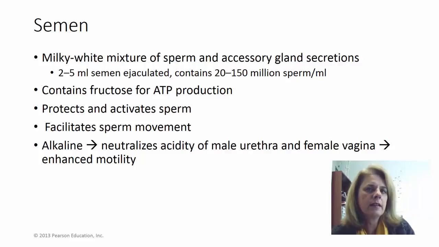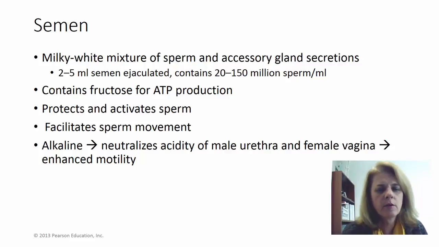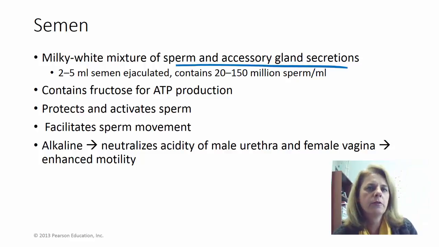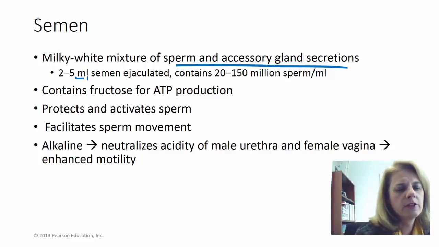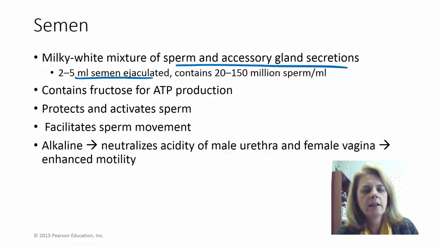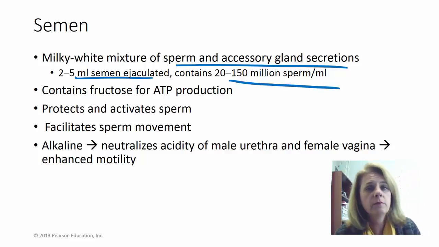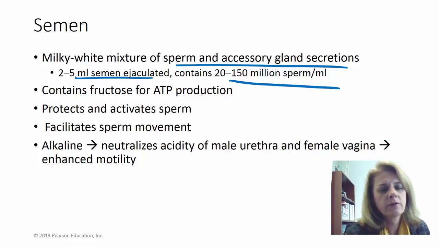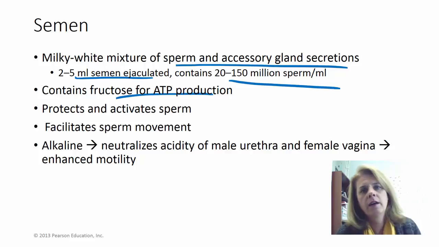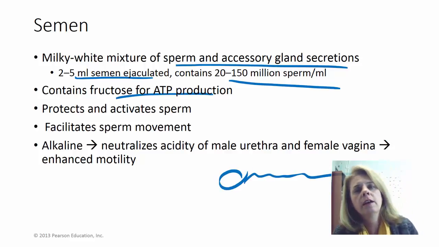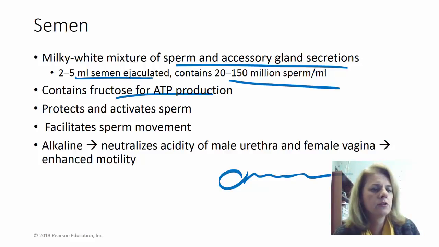All right, so what is semen? Okay, so semen is a mixture of sperm and all these accessory gland secretions. There's about 2 to 5 milliliters of semen ejaculated, and that's going to contain around 20 to 150 million sperm in a milliliter. So millions and millions and millions of these little swimmers are going to be ejaculated. The semen has fructose for ATP production, because these sperm have a tail, a flagella, that needs energy to be able to swim.